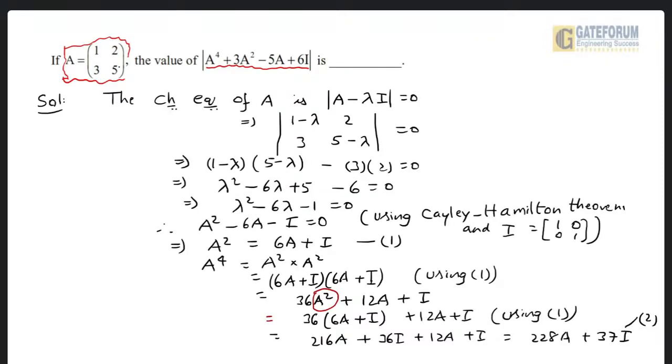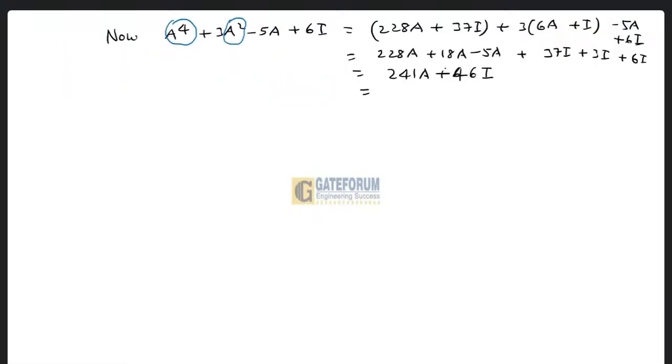So now every element of A is multiplied by 241. 241 into 1 is 241, 241 into 2 is 482, 241 into 3 is 723, 241 into 5 is 1205. So A is already given: 241, 482, 723, 1205. 46 into I, whose value is 1 0 0 1: each element multiplied by 46, giving 46, 0, 0, 46. Are you following or not?